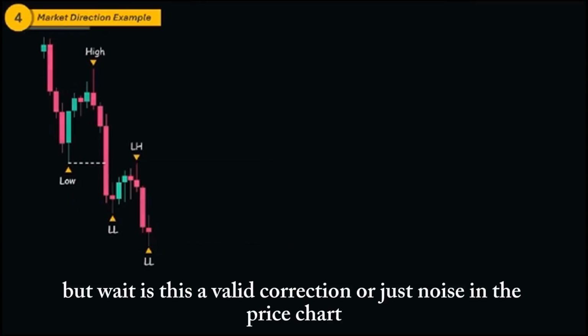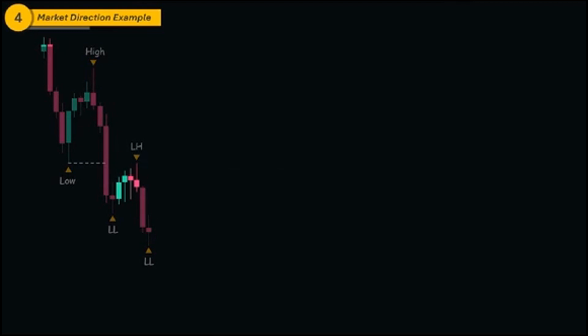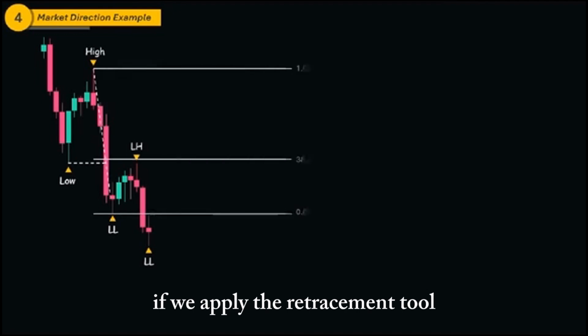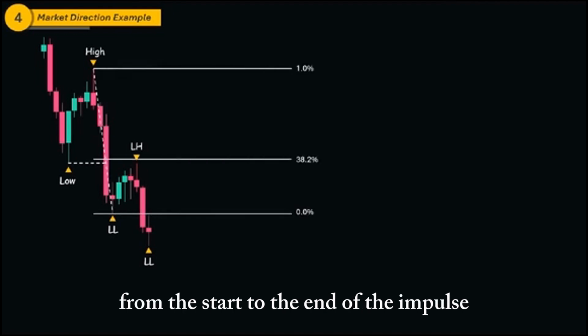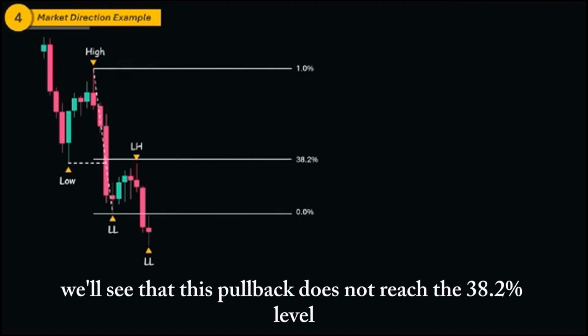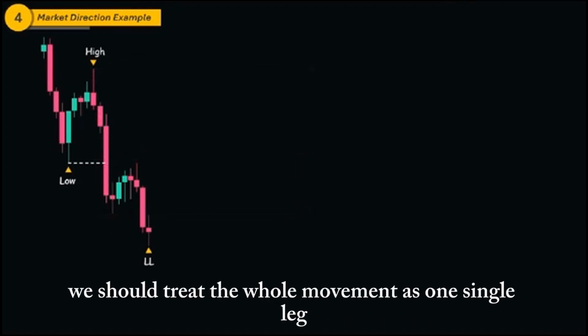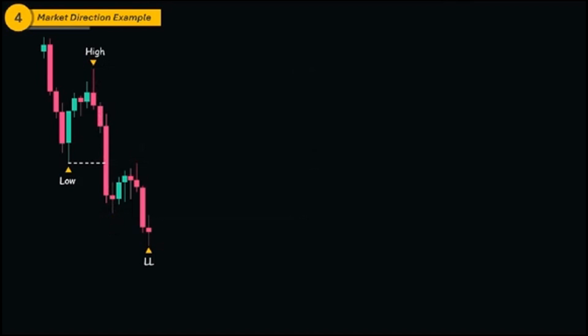But wait, is this a valid correction or just noise in the price chart? To answer that, we use the retracement tool to measure the depth of the pullback. If we apply the retracement tool from the start to the end of the impulse, we'll see that this pullback does not reach the 38.2% level. So this is not a valid correction. We should treat the whole movement as one single leg.